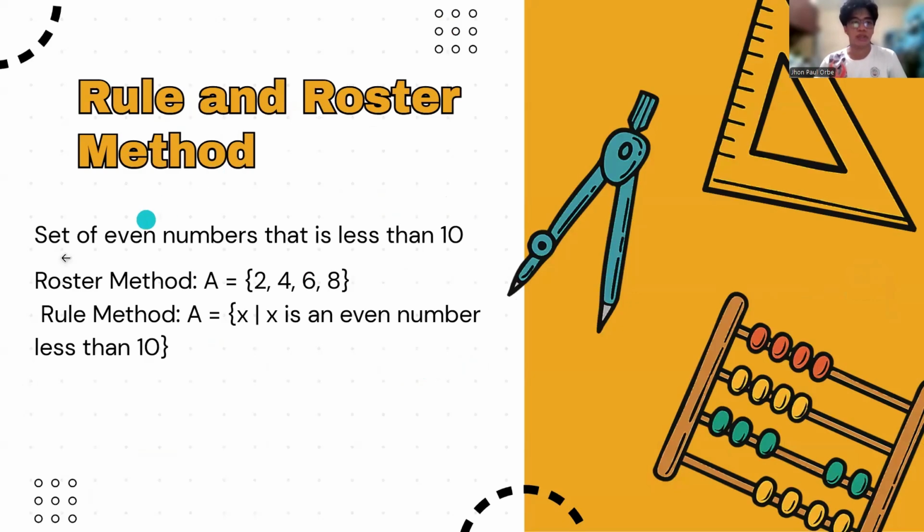So rule and roster method. Set of even numbers that are less than 10. In the roster method, we have 2, 4, 6, and 8 since we talk about the set of even numbers, denoted by the braces to represent the roster method. And for the rule method, X such that X is an even number that is less than 10. Denoted by X and this line. We read this as "such that."